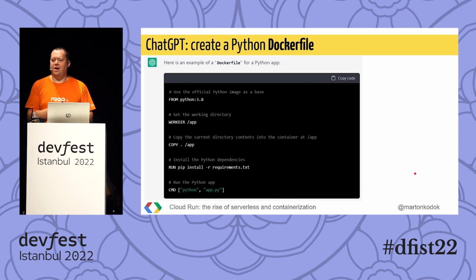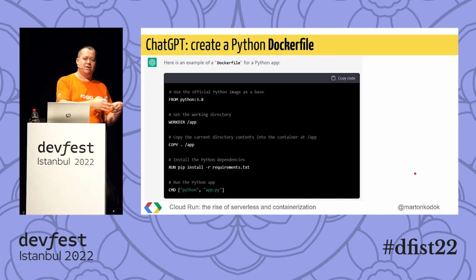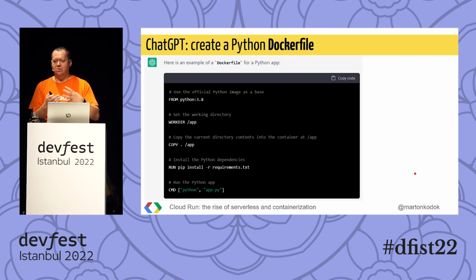Why do we need a Dockerfile? That's how Cloud Build and Cloud Run will actually know what app, what project to start in Cloud Run for you.